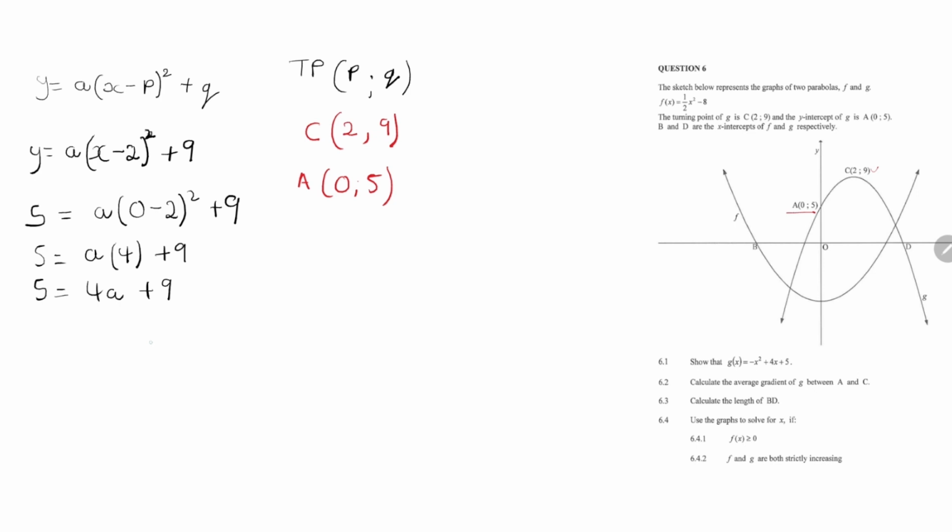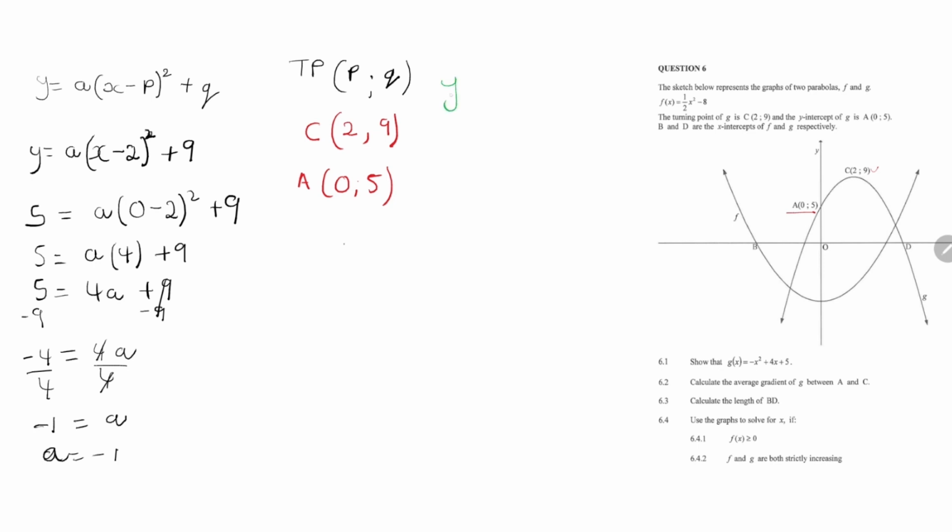So to make a the subject of the formula, we will have to subtract 9 over here and also subtract 9 over here, such that this will be equal to 0, and 5 minus 9, that's a negative 4, equal to 4a. So now we have this, so we will divide both sides by a positive 4. So this 4 will cancel this one, such that negative 4 divided by a positive 4, that's a negative 1, equal to a, the same as a equal to a negative 1.